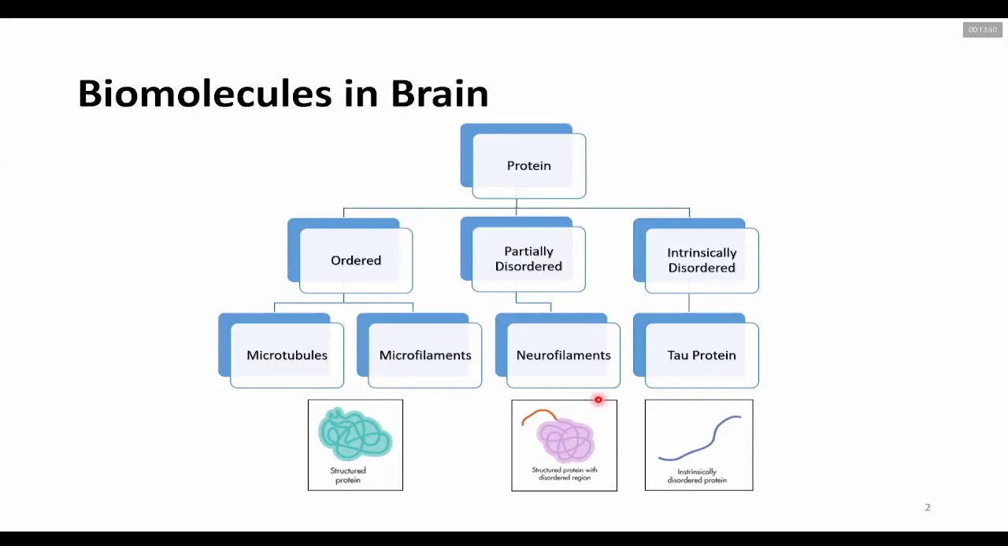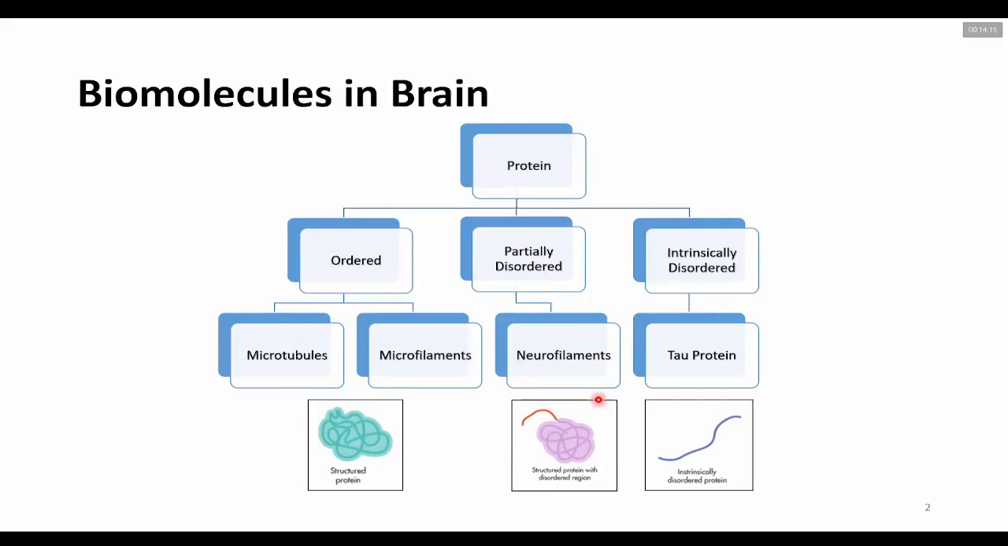You can imagine an ordered structure as a dry packet of instant noodle. It's very hard, it has a definite shape. But when it's disordered, you can imagine boiling spaghetti in a bowl, so that it's very flexible and it can move around. And from these images, you can see that proteins can be of different structures.